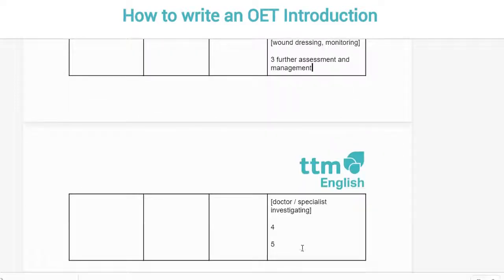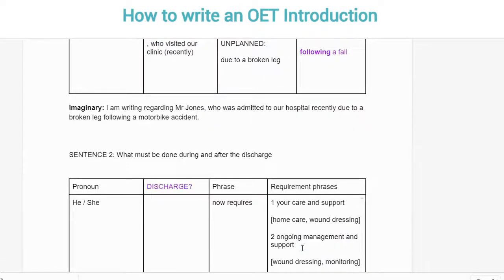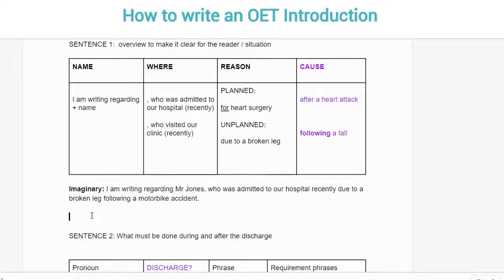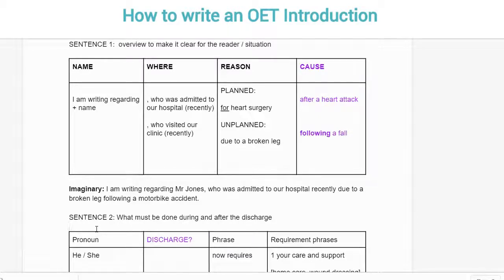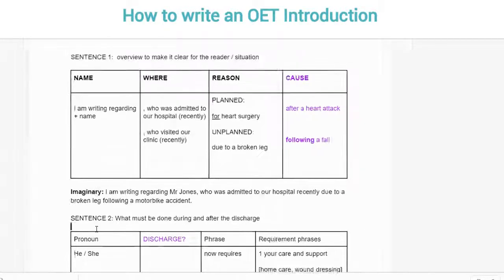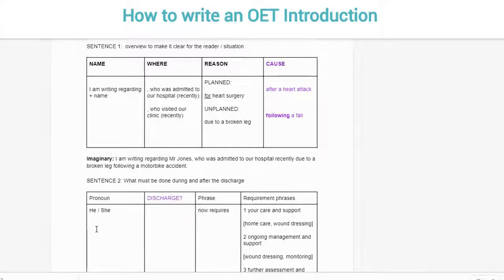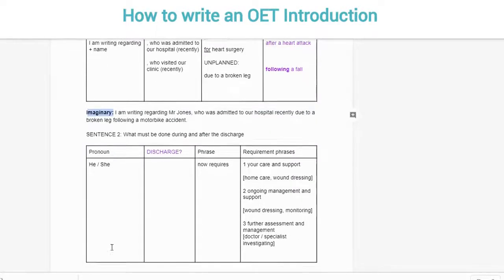All right. So the idea of this class is to get you writing these fast. The reason is because this is an exam, and exams like IELTS or OET require time management. You can write the best OET letter in the world, but if it takes you an hour, that's a problem. You don't have an hour in the exam. You have 40 minutes only. So if you can write an introduction really, really fast, that gives you more time to focus on the rest of the letter.